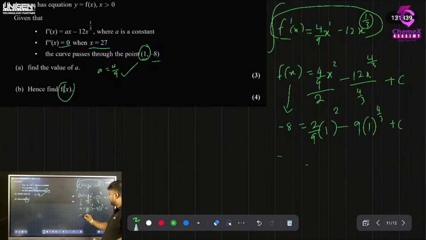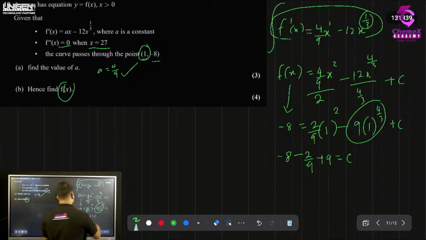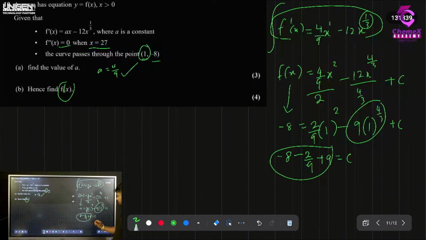So minus 8 equals 2 over 9 minus 9 plus c. Making c the subject, c is minus 8 minus 2 over 9, and I'm taking the minus 9 also, the whole thing goes to the other side as plus 9. So what is c? Can someone say the c value? Minus 8 plus 9, that's 1. 1 minus 2 over 9 is how much? 7 over 9. So c equals 7 over 9.